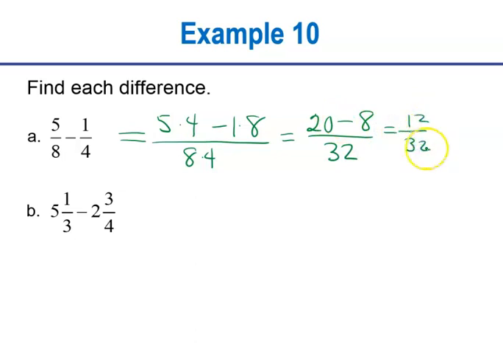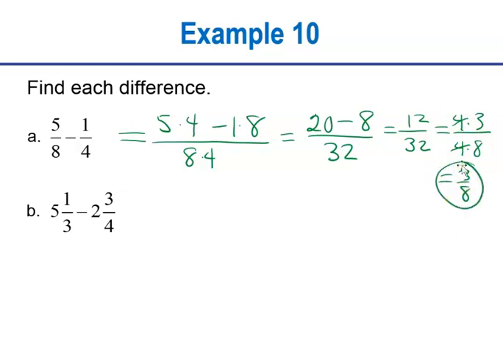And then we could reduce this, or write this in lowest terms or completely simplified, by dividing these both by 4. Is that the greatest common divisor? See, 4 divides into 12. We could say 4 times 3. 4 divides into 32. That's 4 times 8. The 4's cancel, and we get 3/8.